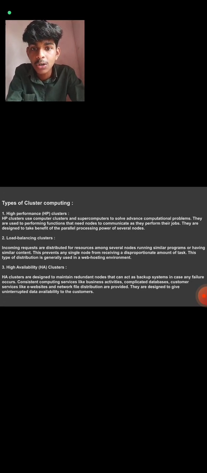The next one is the load sharing clusters. Incoming requests are distributed for resources among several nodes running similar programs or having similar content. This prevents any single node from receiving a disproportionate amount of tasks. This type of distribution is generally used in web hosting environments.